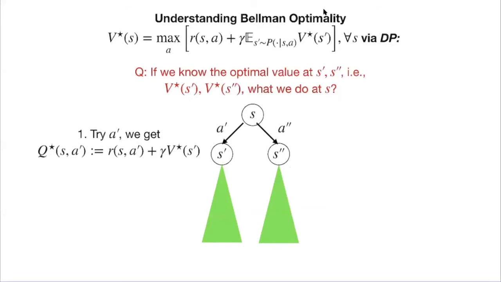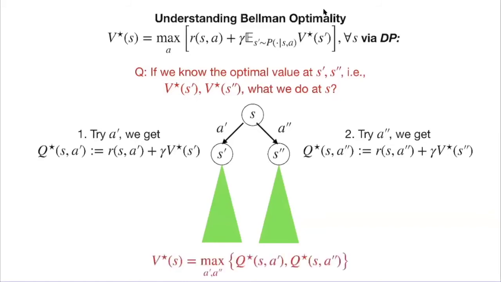So what do we do? We have two choices at S. Let's try A prime, and then afterwards, let's just behave optimally, because by definition this is the optimal strategy. So Q star of S, A prime is exactly equal to the one-step immediate reward at A prime plus V star at S prime. And let's do the other action. For A double prime, we can do the same thing. Once we try these two routes, let's just pick the route that has the higher reward. So in other words, V star of S is essentially the larger value of these two quantities.